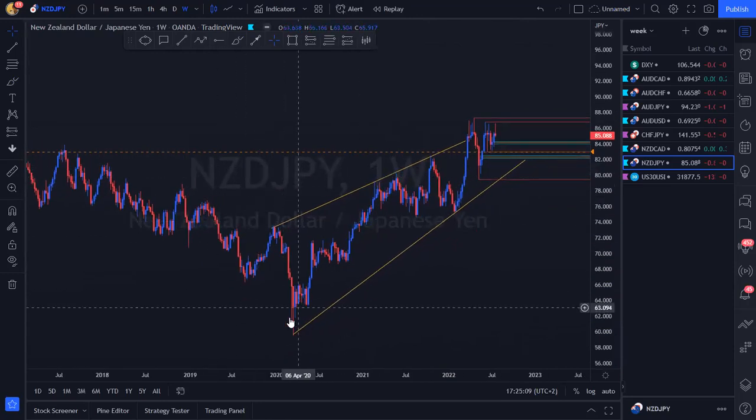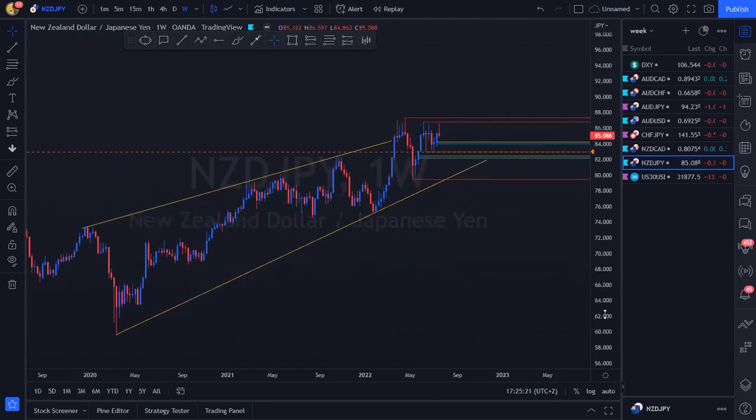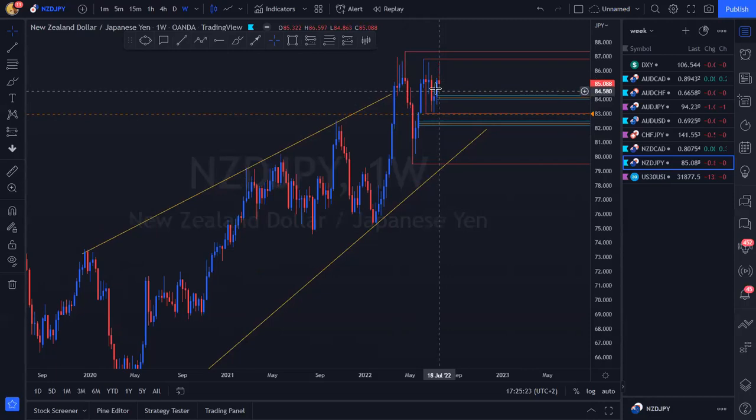Otherwise, in New Zealand dollar yen, basically on the weekly, we've got this ascending structure, which is kind of why we've been sell biased for a long time. New Zealand dollar yen, guys, we're chopping. So on the weekly, the only thing worth talking about is last week's rejection from whatever we're going to observe on the daily. We can basically see someone is looking to sell New Zealand dollar yen last week.